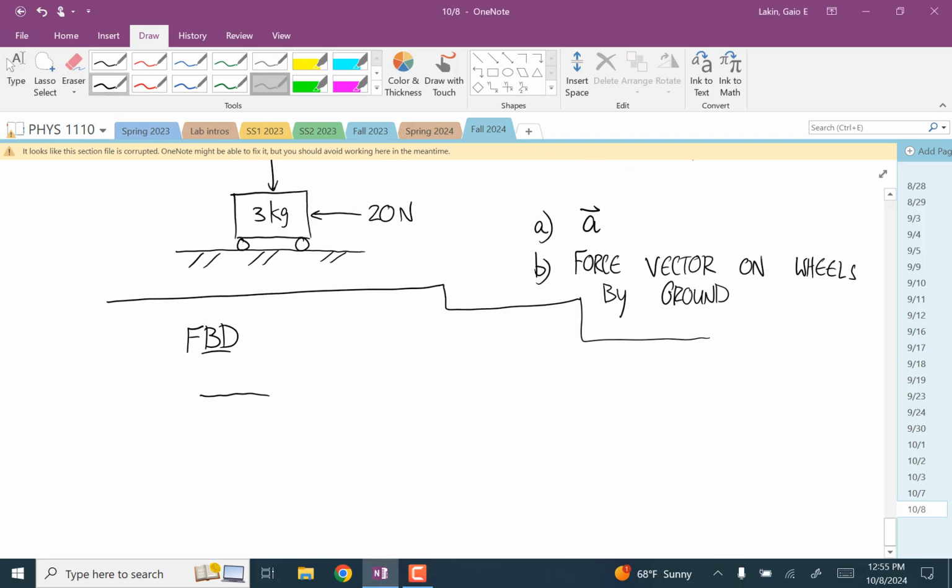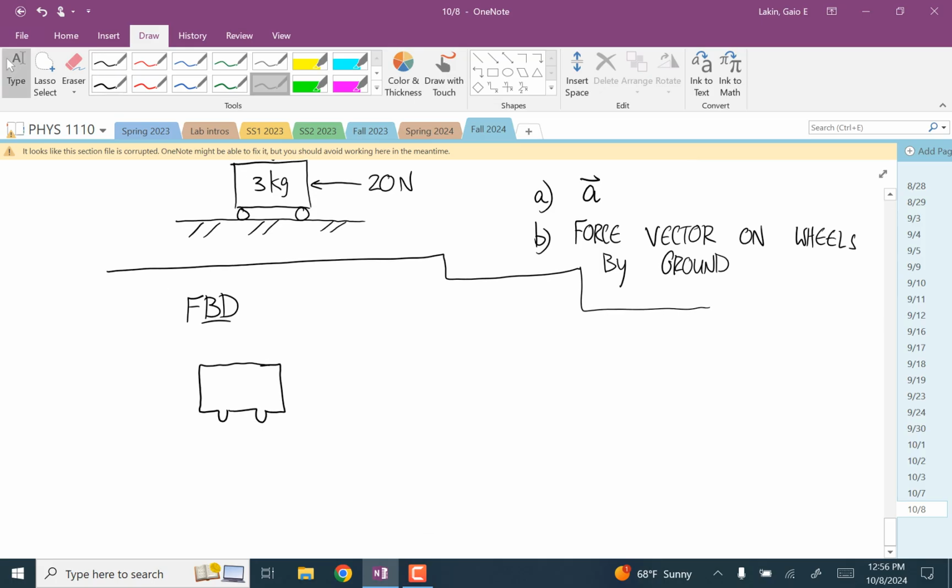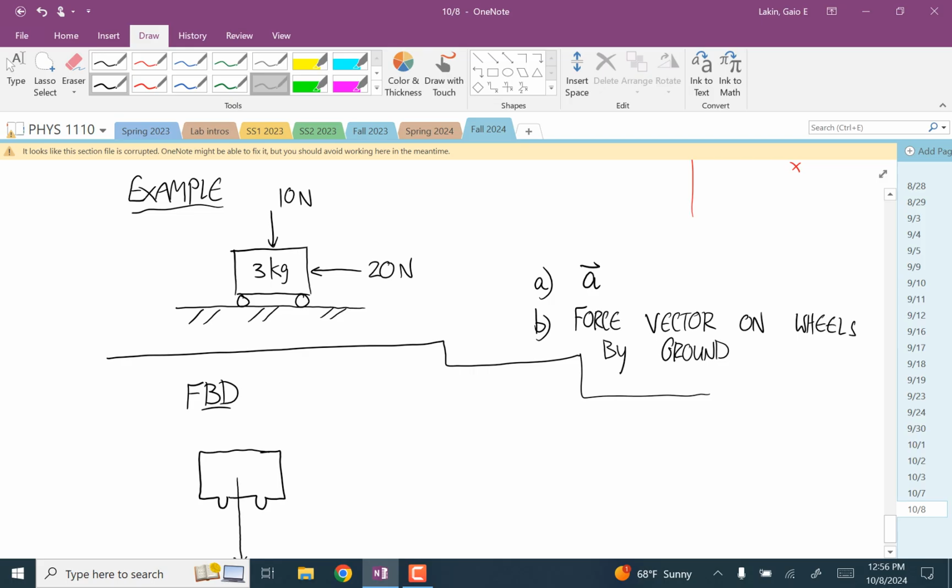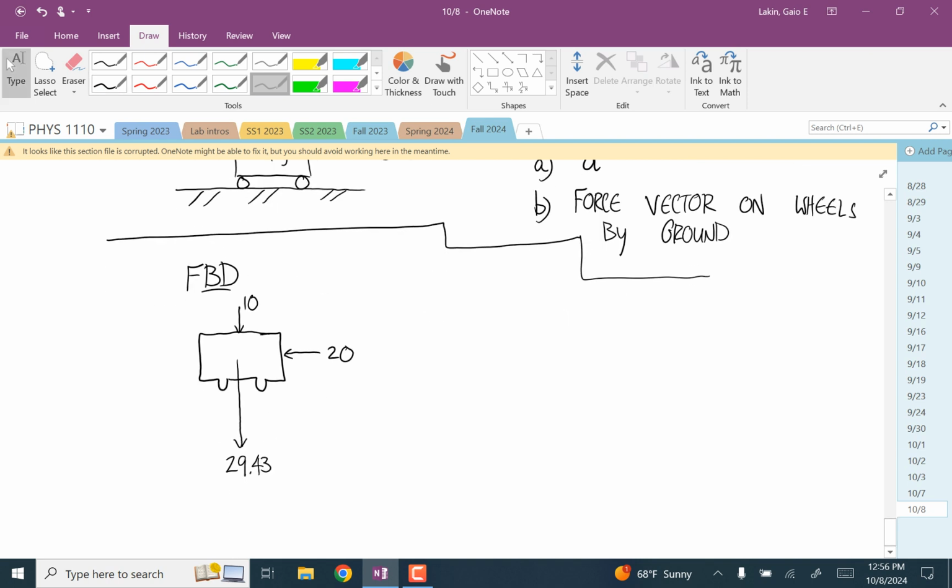All right, so there's the outline. There's a weight force of 3 times 9.81, so 29.43. There's a downward force of 10 and a force to the left of 20. And then there's contact with the wheels. That's a pushing force, so that force is toward the body, perpendicular to the surface, and I'll call that N. Okay, so there's the free body diagram.